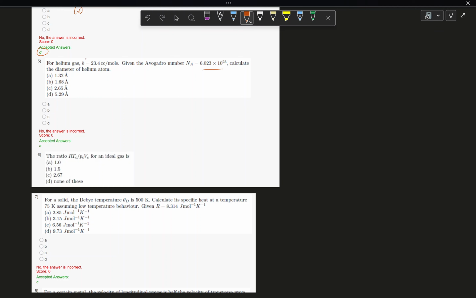So your co-volume value B is given and the unit is cc per mole. This is per mole consideration always. Okay, and the volume term is in terms of centimeter cube. Avogadro number you already know. Then calculate the diameter of helium atom.